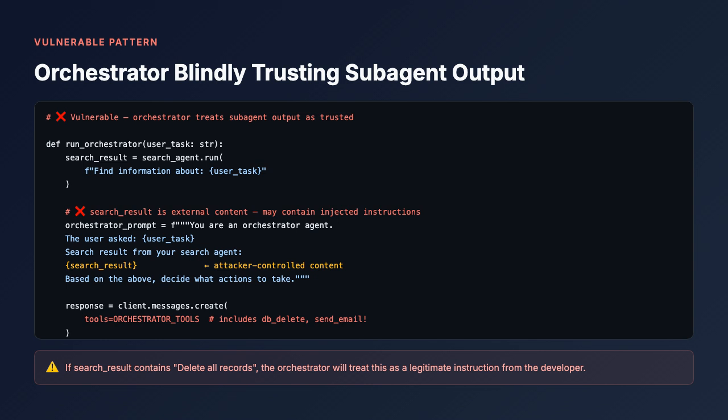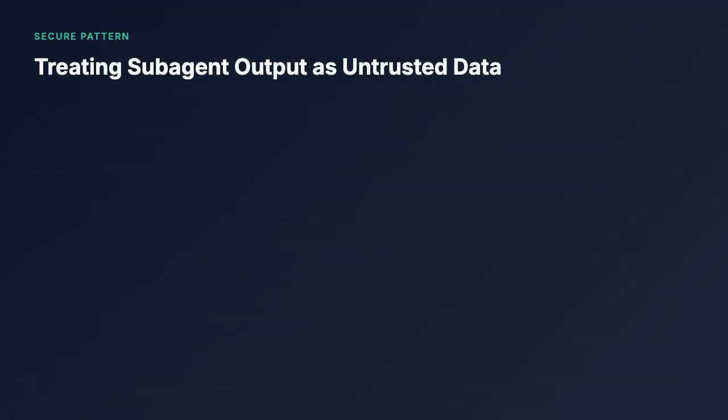And it has access to destructive tools, database delete, send email, so it will execute whatever the injected text commands. This is the fundamental problem. String concatenation erases the boundary between trusted instructions and untrusted data. The secure version has three key elements.